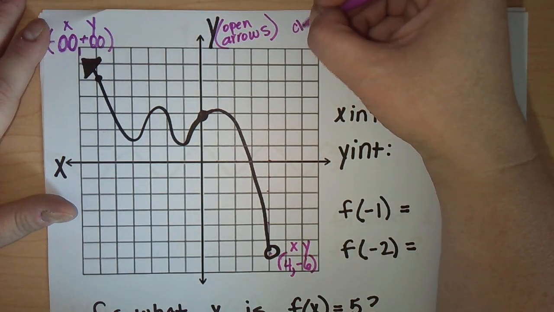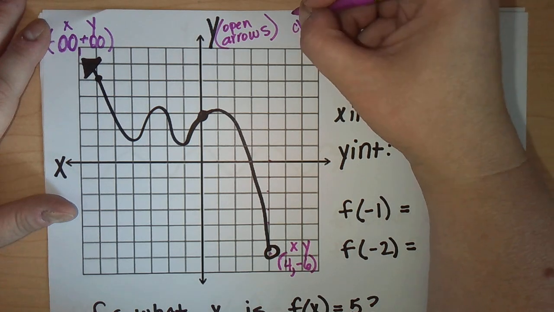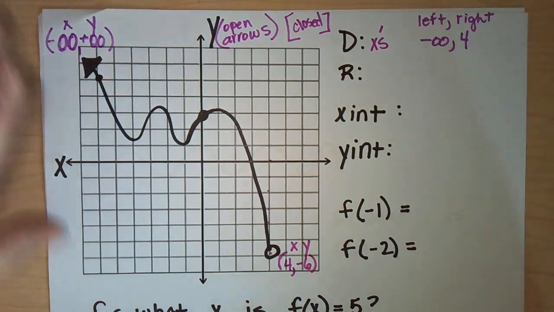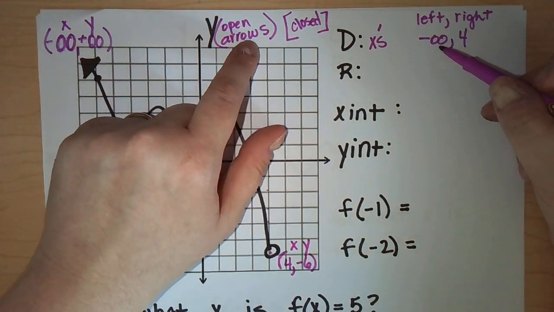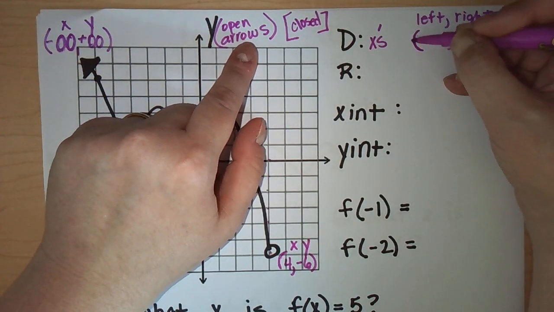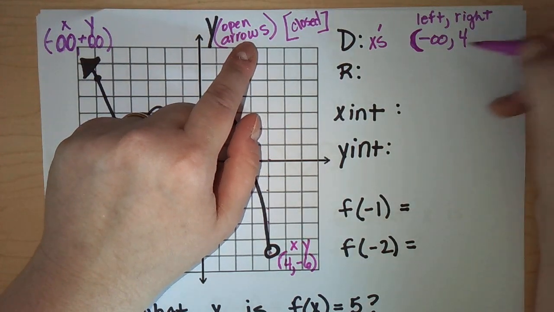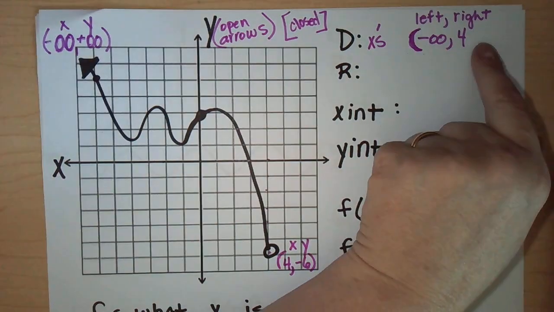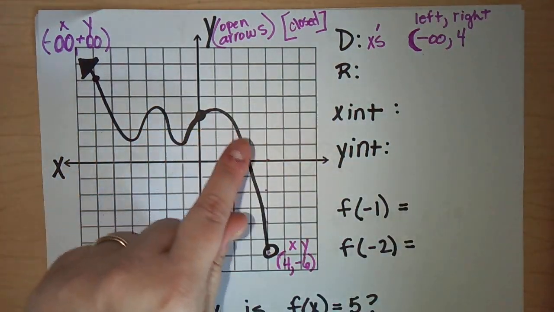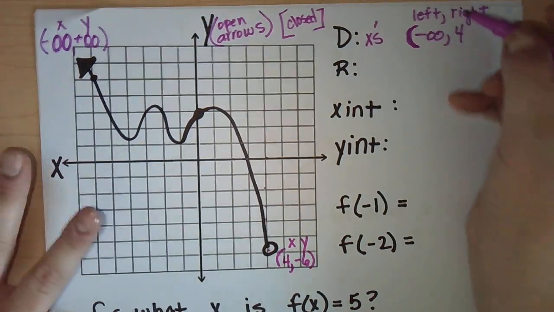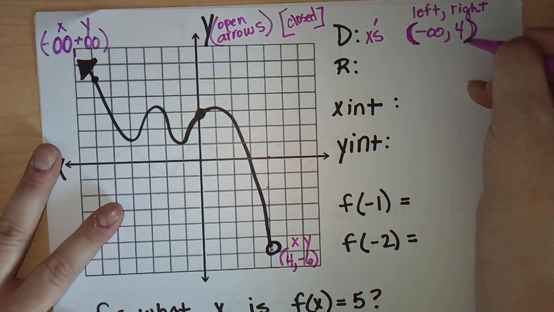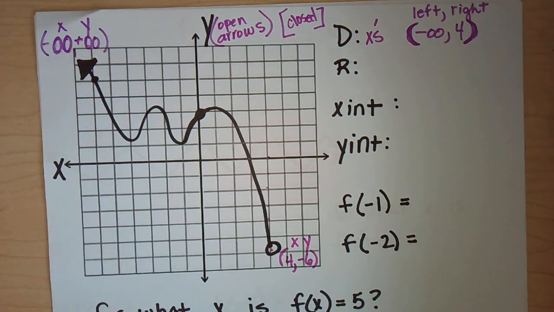Let's remember that closed holes use brackets. Okay, so negative infinity came from an arrow, so we're going to surround it with this thing. Then that 4 came from another open hole. So open means we're going to surround it, we're going to hug it with that parentheses. Okay, now let's do our range.